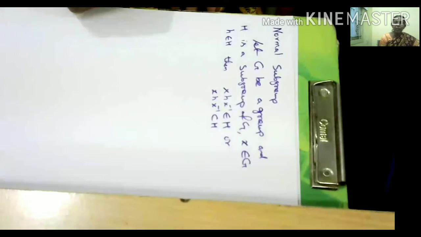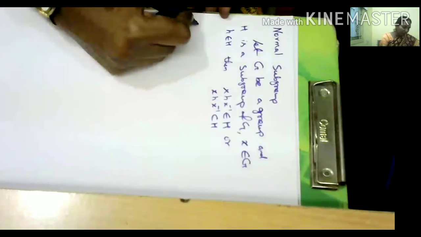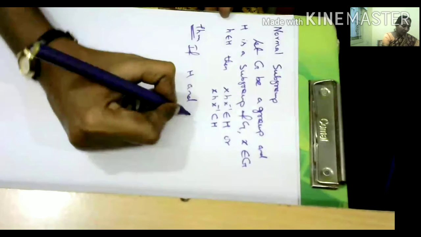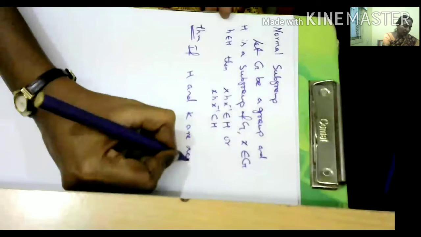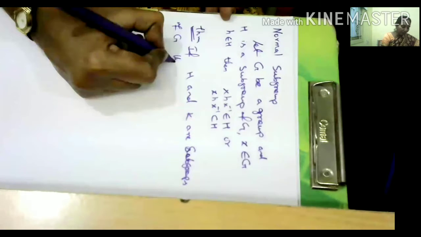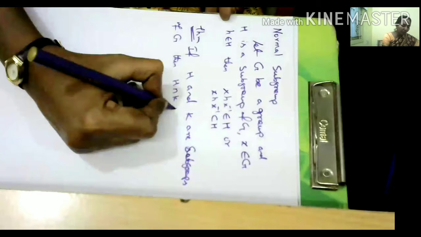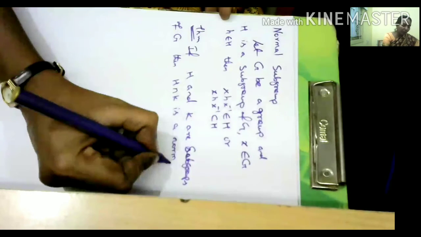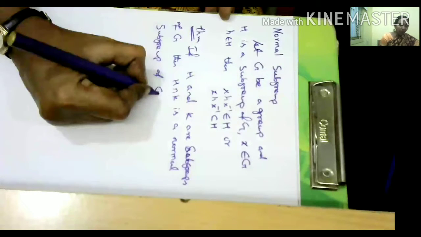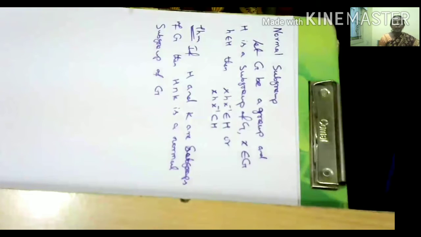Based on the definition, we are going to prove a theorem. The theorem statement says, if H and K are subgroups of capital G, then H intersection K is a normal subgroup of capital G. Here we have H and K, which are subgroups of capital G. We are proving that H intersection K is a normal subgroup of capital G.